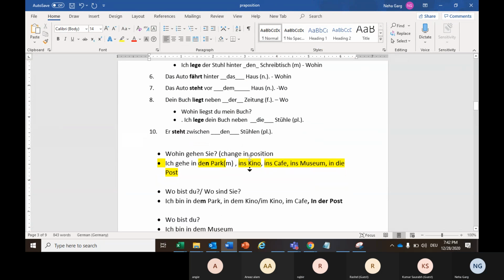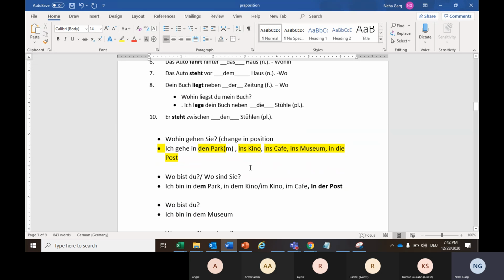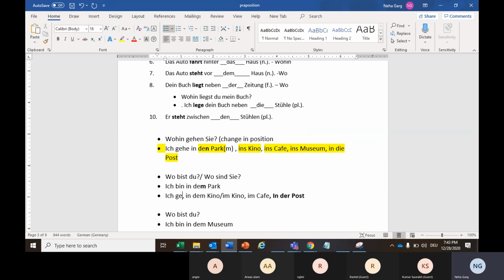Yes, ma'am. Okay. I'm giving some more examples here. So, like this one, wo bist du? Ich bin in dem Park. I am in the park. Aber wohin gehst du? Ich gehe in den Park. Let me write here. Ich gehe in den Park.